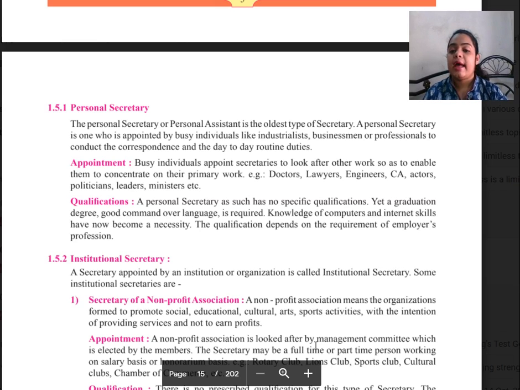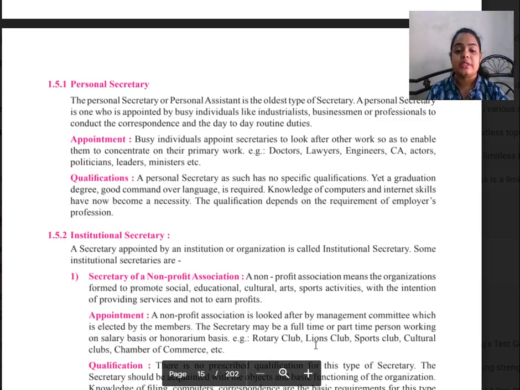He shall have a basic graduation degree, good command over language, and knowledge of computers and internet skills. This is one of the important qualifications required by a personal secretary, because working on computers and the internet is a need of the day. And there are whatever other basic qualifications are required by the person who is appointing the personal secretary. Next, we have the concept of institutional secretary.